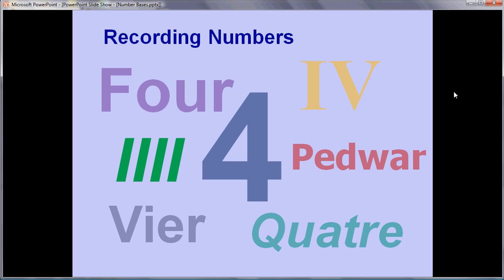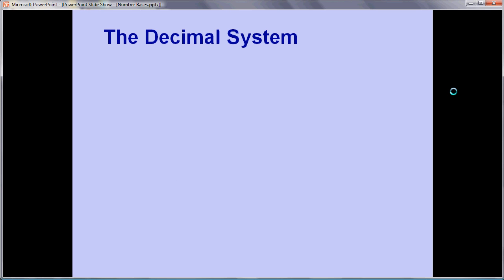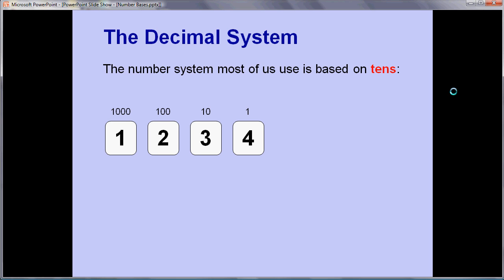So binary, just like these, is a different way of writing down numbers, but they behave as normal once we've done that. Before we look at binary, we'll have a look at the ordinary numbering system that we're used to, because it has a number of similarities with binary. We usually use a system called decimal or denary, and that's all based around the number 10. And some people think it's based around the number 10 because we have 10 fingers.